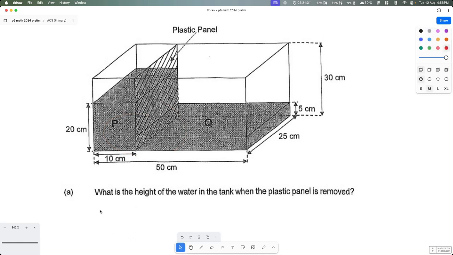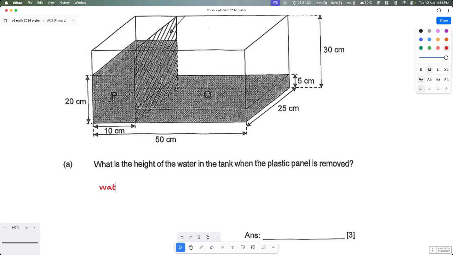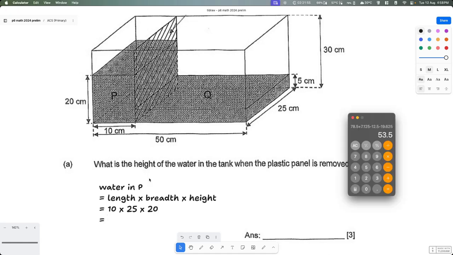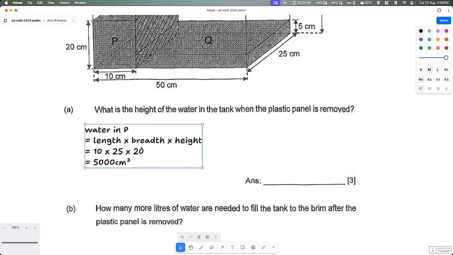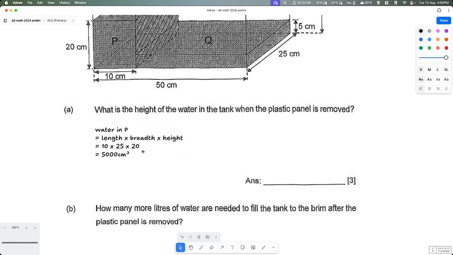So from here, let's get the water in P, which is equal to length times breadth times height. In this case, the length is 10, the breadth is 25, and the height is 20. Let's calculate using our calculator. 10 times 25 times 20 will give us 5,000 centimeter cube. So that's the water in P.